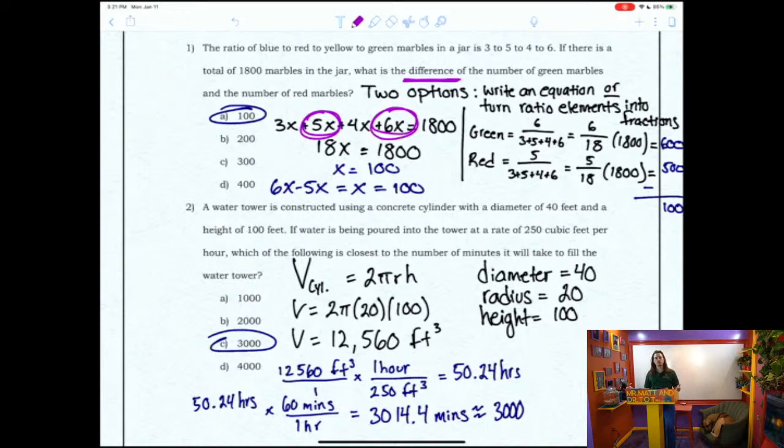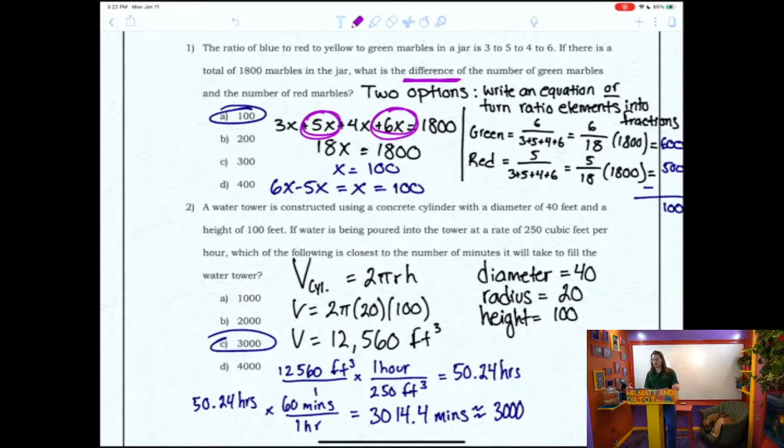So the green marbles have a ratio element of 6, but it's 6 out of 18, or 6/18 of the whole jar. So if we know the total number of marbles in the jar to be 1800, we can take 6/18 of 1800, and that's going to give us 600.